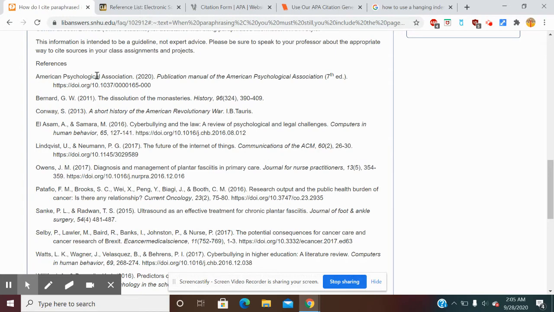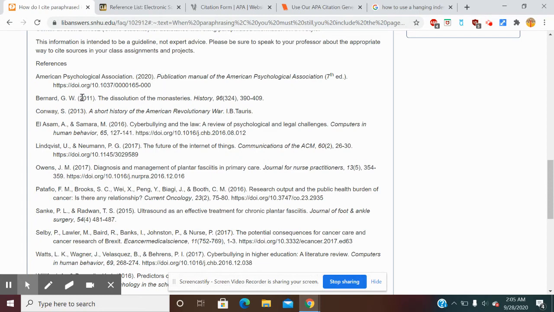Do not indent the first line. Second line is indented. Do not indent the first line, and here's no second line anyway. Here again, do not indent the first line. The second line is indented. Here you can see that this is from the publication of the American Psychological Association, and they listed the 7th edition. This is the journal. It's a journal, so this is a good idea of how to cite a journal.